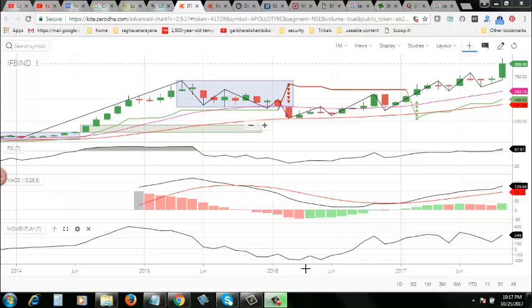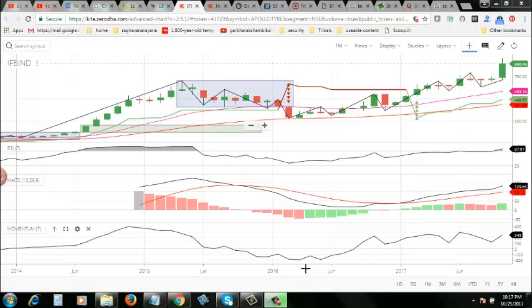Today we are going to do the technical analysis for IFB Industries stock. What you are seeing right now is the monthly technical chart of IFB Industries, along with a few technical indicators and trend line chart. I'm using Super Trend, Darvas, MACD, Momentum, RSI, moving average, etc. indicators to do the technical analysis for IFB Industries.